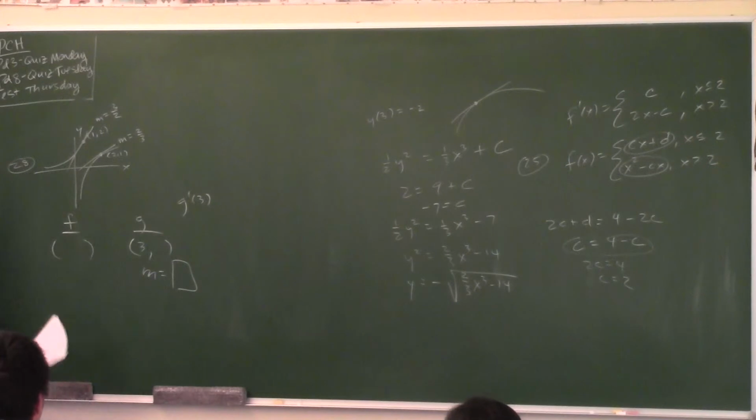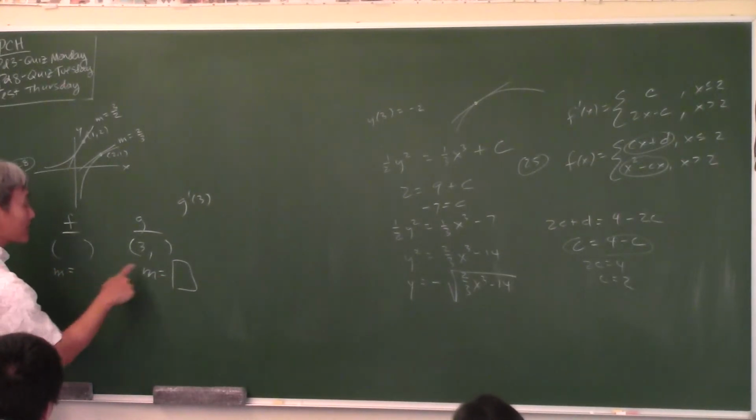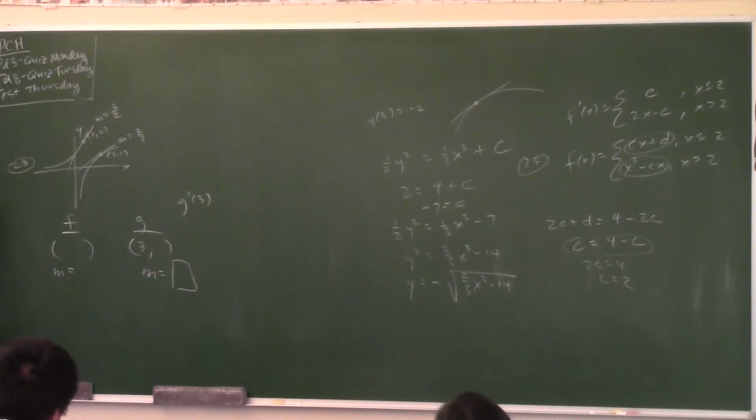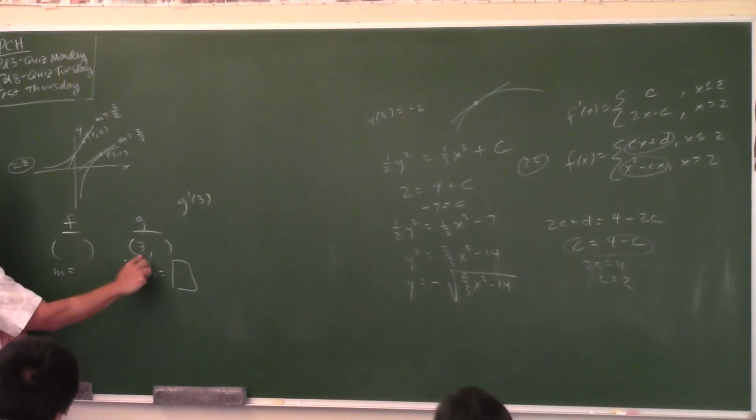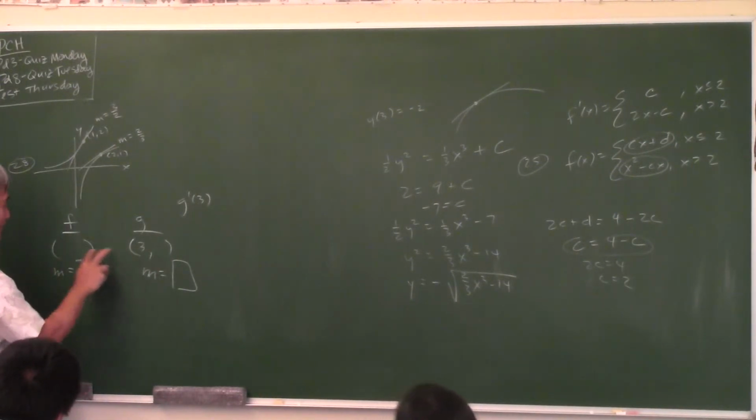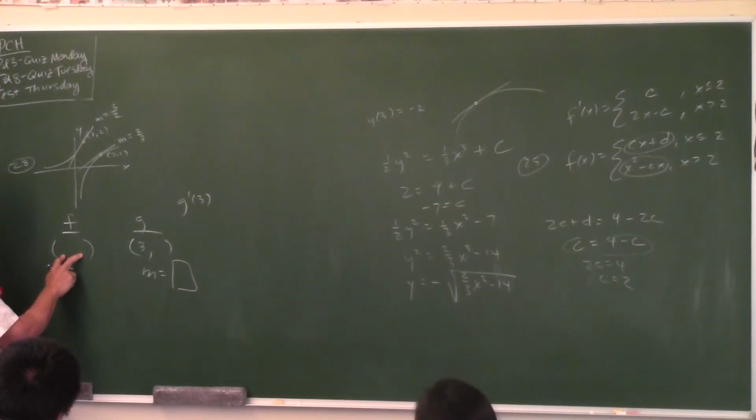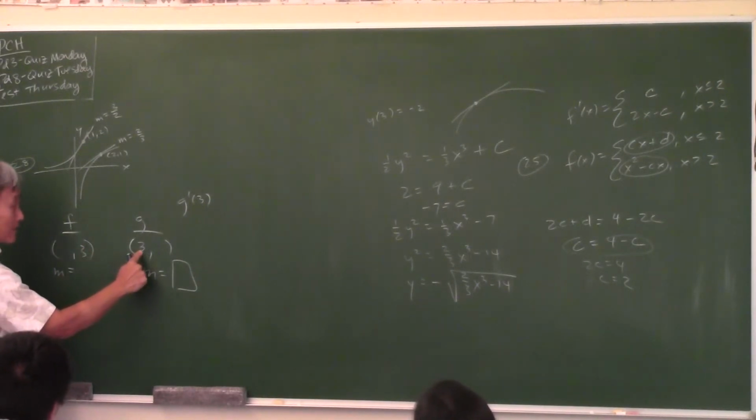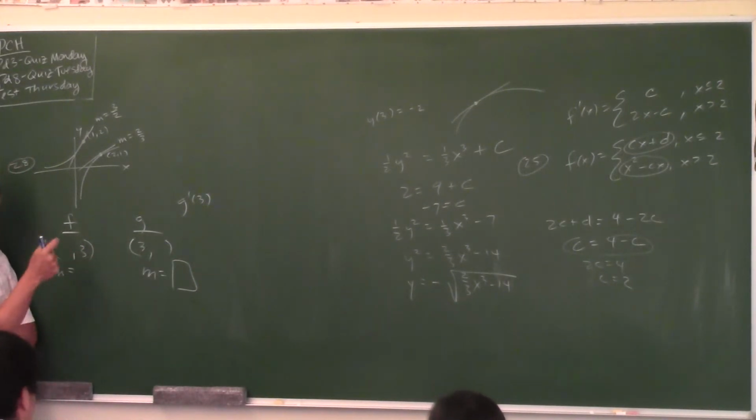But they don't tell it to you. They just tell you that f is the inverse of g. So your goal is, if I can just find the slope here, this slope is the reciprocal of that. So how do you do that? Well, if this is the point on the g function, what's the point on the f function? This is 3, something; this one's something, 3, because you switch the x's and y's.